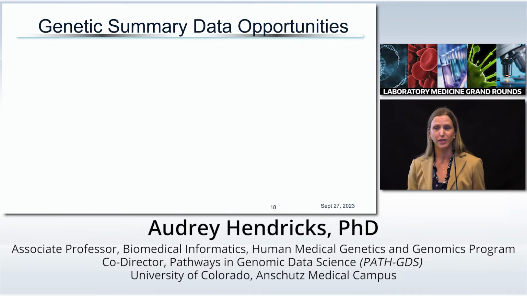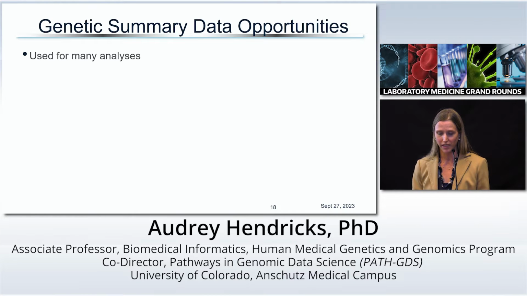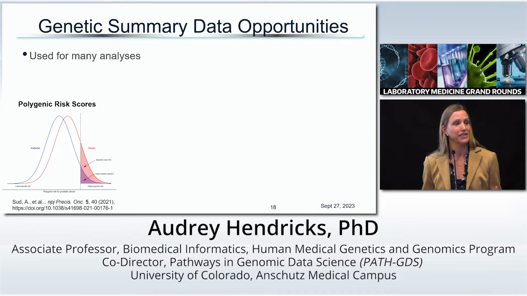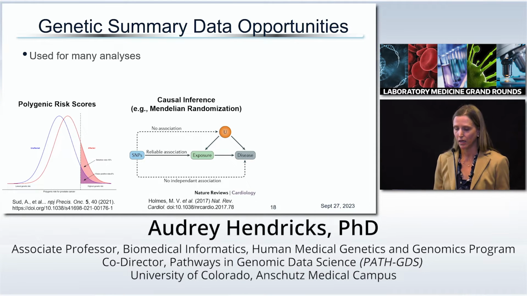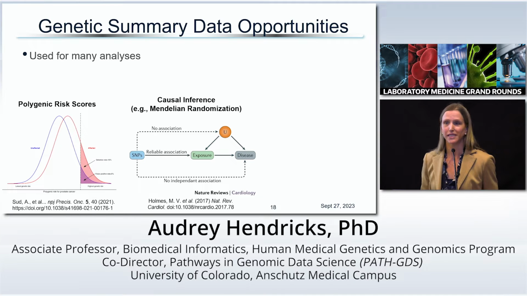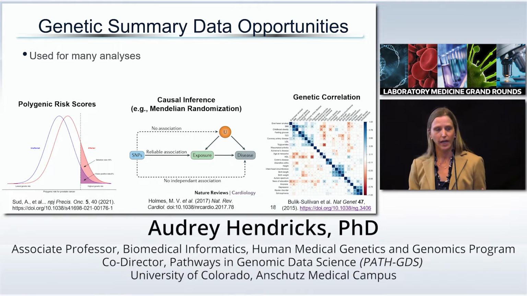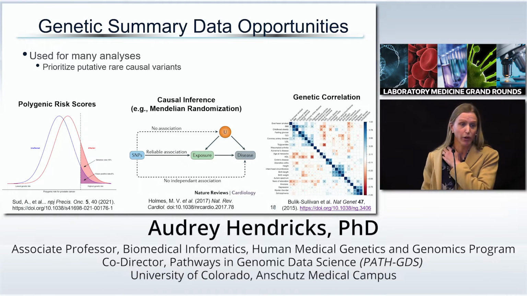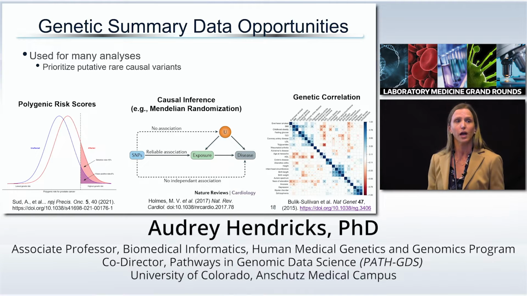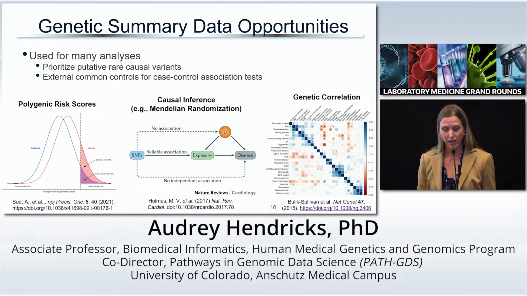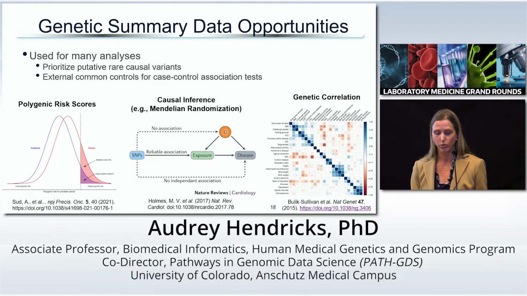And so we're able to do a lot of really cool things with summary level data. We're able to use them as weights for polygenic risk scores. We're able to use them in causal inference, such as Mendelian randomization. And we're able to use them in genetic correlation, again, just with summary level genetic data. We're also able to prioritize putative rare causal variants when we have people come in with rare diseases, and potentially use them as external common controls for case control association tests.